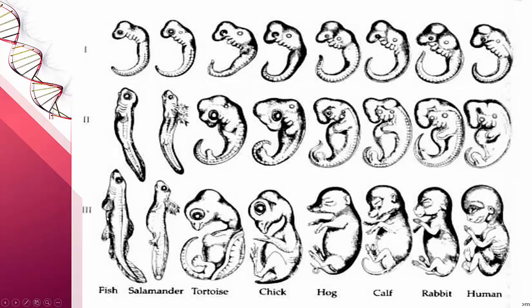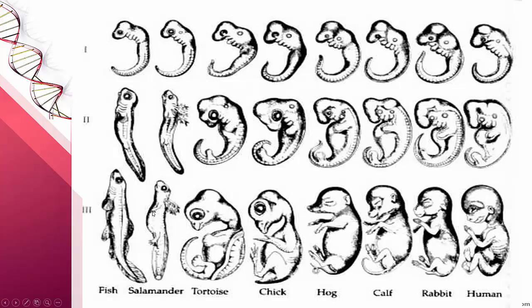So we have a fish, a salamander, a tortoise, a chick, a hog, a calf, a rabbit, and a human, all originating from very similar embryos. Hopefully that really reinforces why it was useful to look at embryos and compare them.